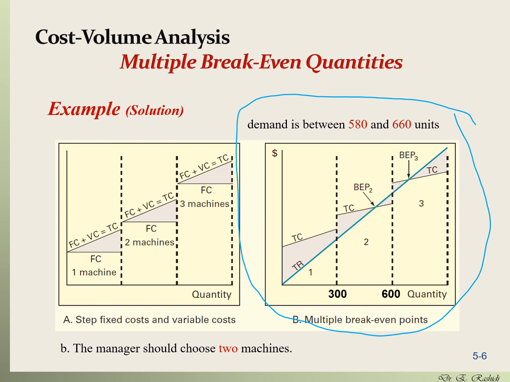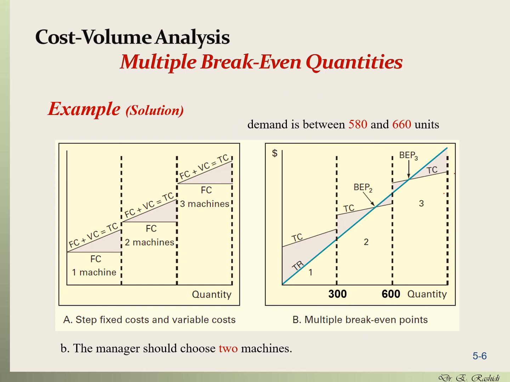For three machines, the output is between 600 and 900, the maximum range. And as you can see from the break-even point chart here, the total revenue is this line. That's going to intersect with this total cost line at this point. This point is the break-even point as we computed. So for three machines, we also have a break-even point.